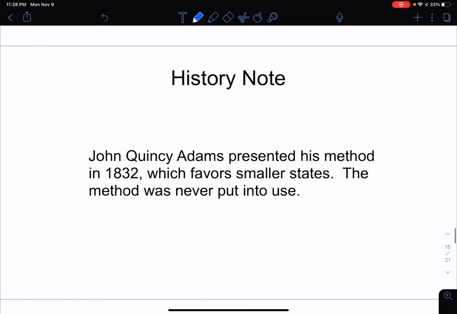So John Quincy Adams presented this method in 1832, which favors smaller states. The method was never actually put into use. So it exists, but never actually made it into our history books.